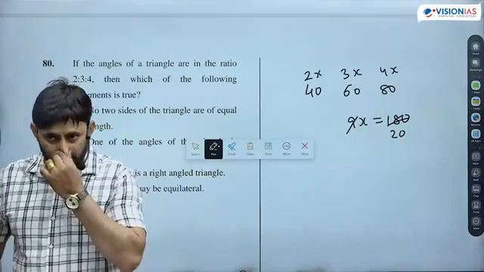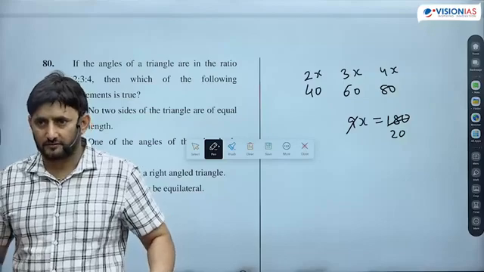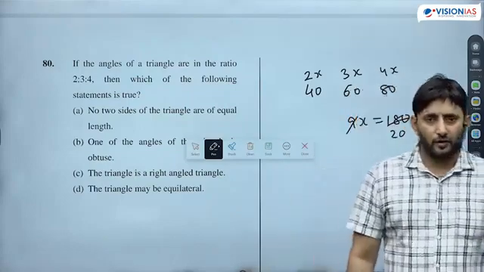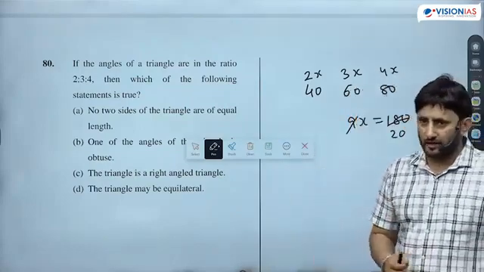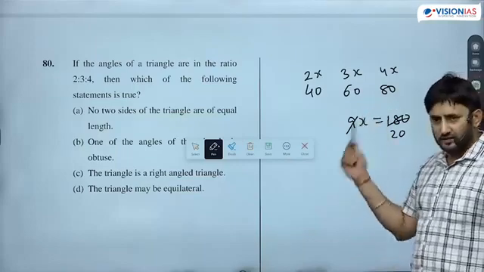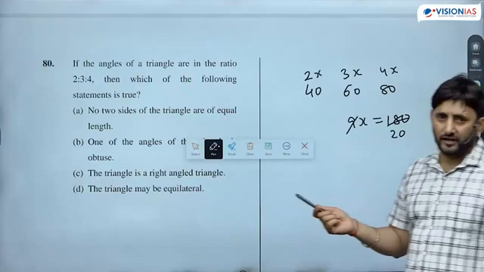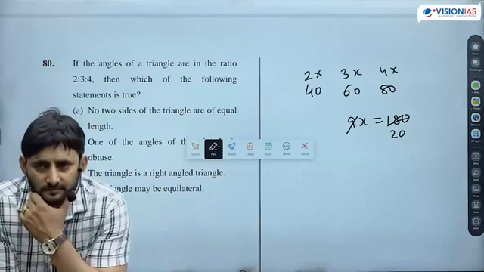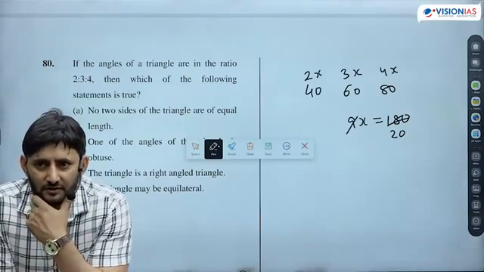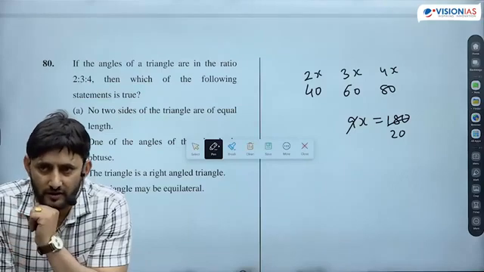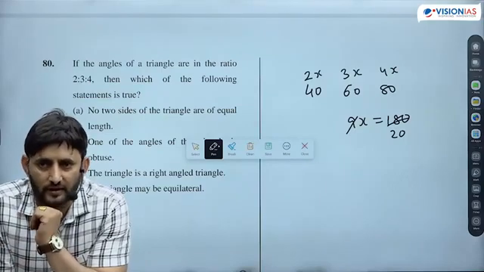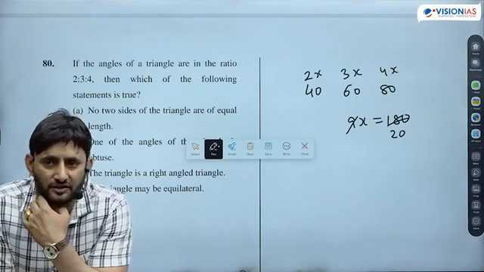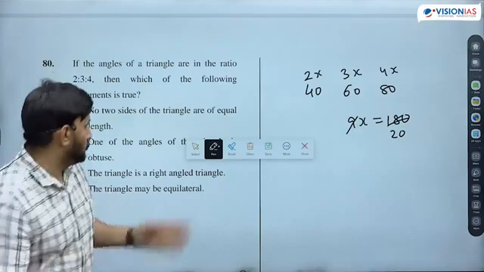What is a right angle triangle? If one angle is 90, that is right angle. Obtuse angle क्या होता है बच्चे? If one of the angles is more than 90, then it is obtuse angle. So we can say that this triangle is acute angle and scalene triangle. All three sides are different. Isosceles क्या होता है बच्चे? Two sides are equal, so two angles are equal. Equilateral triangle: all sides are equal and each angle will be 60 degrees. That is equilateral. Okay. So what we can conclude?